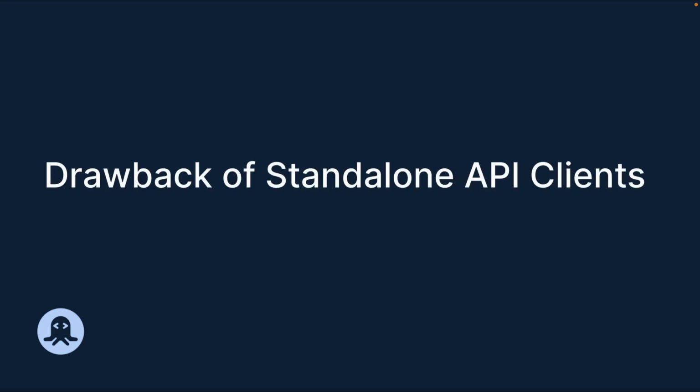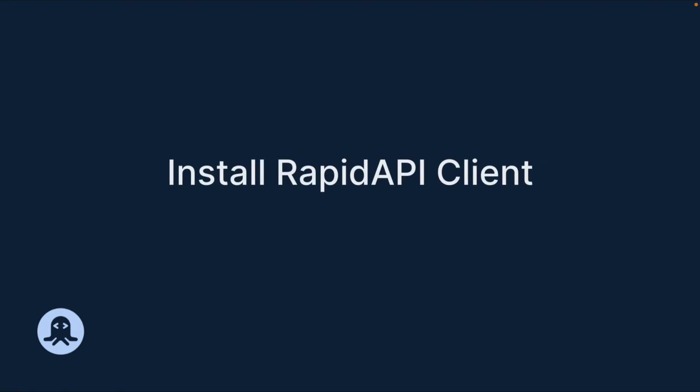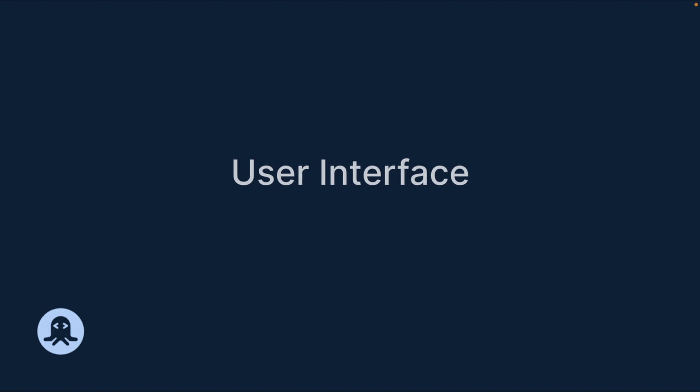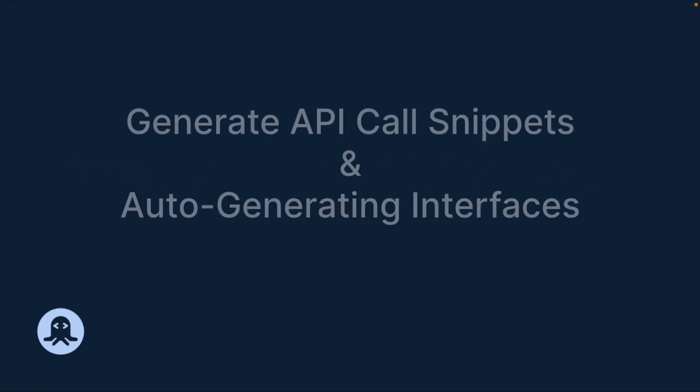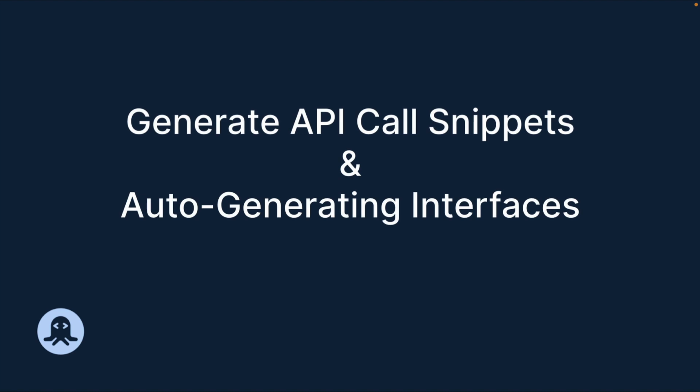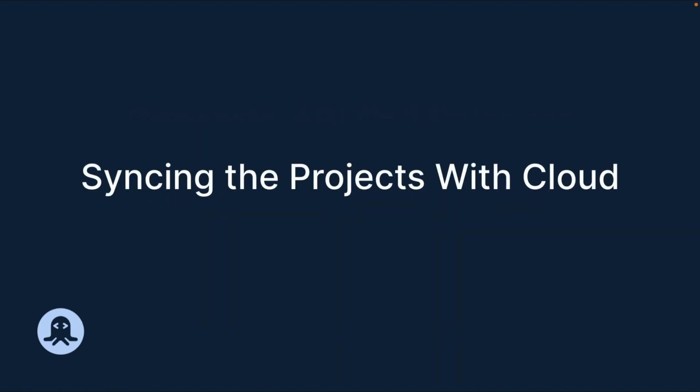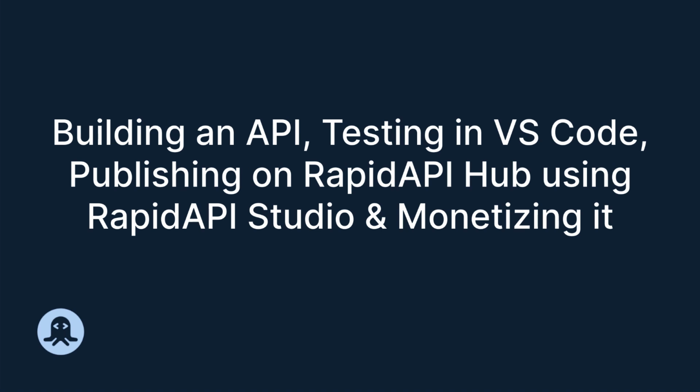In this course, I'll be explaining the drawback of standalone API clients and how RapidAPI Client for VS Code is solving the problem, followed by how you can install the extension, to breaking down its interface, then testing APIs using the same extension. After this, I'll be teaching you how to generate API call snippets and auto-generate interfaces from API response using RapidAPI Client for VS Code, syncing the projects with cloud, and finally, building an API, testing it locally inside Visual Studio Code Editor, publishing it on RapidAPI Hub using RapidAPI Studio, and monetizing it.